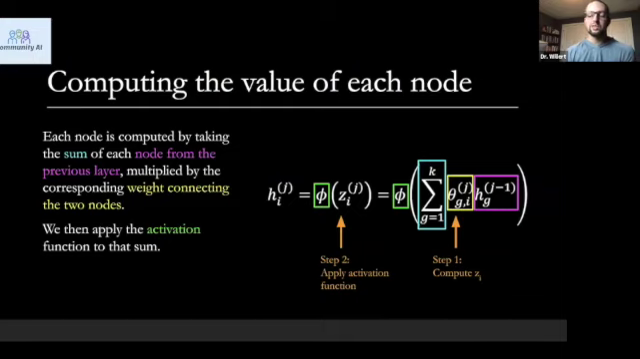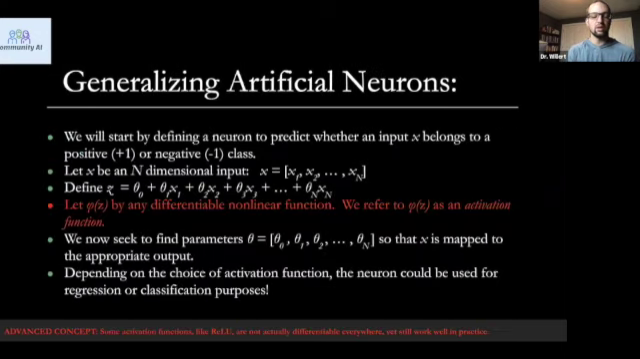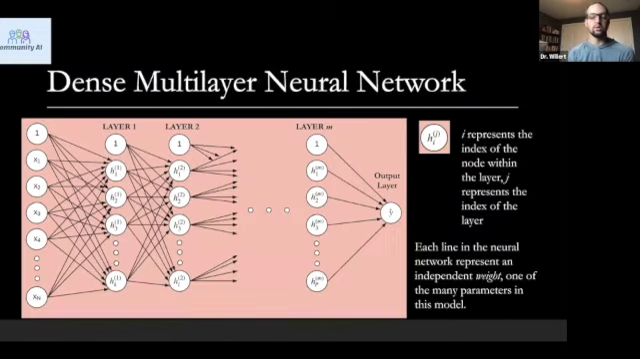The first step is to compute z sub i, and that's essentially the linear combination that we saw way back in slide 7. So again, z equals theta 0 plus theta 1 x1 plus theta 2 x2 plus theta 3 x3 and so on. But now instead of the x's, it might just be nodes from a previous layer, not the actual inputs.